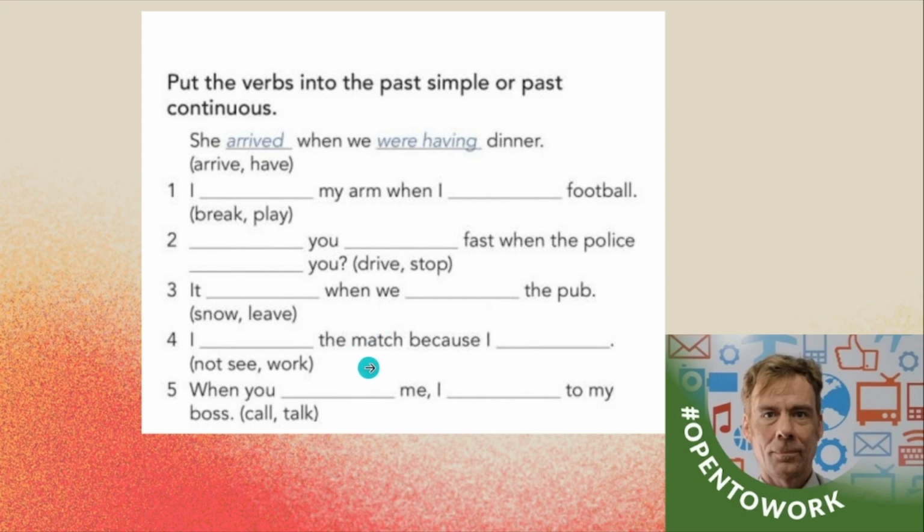Number 4 is a negative. Not see and work. Which of these actions takes longer? That is work. So not see is in the simple past. Again, to make negatives in the simple past with I, it is didn't, the contraction of did not and the infinitive verb see. I didn't see the match because I, past continuous, the verb to be is was, and the main verb is working.